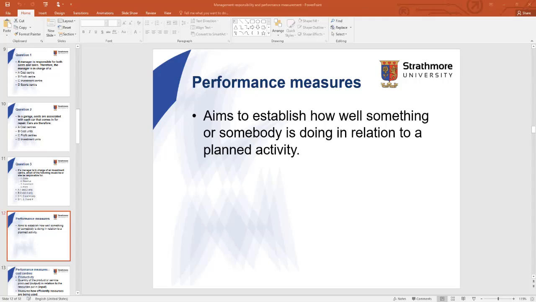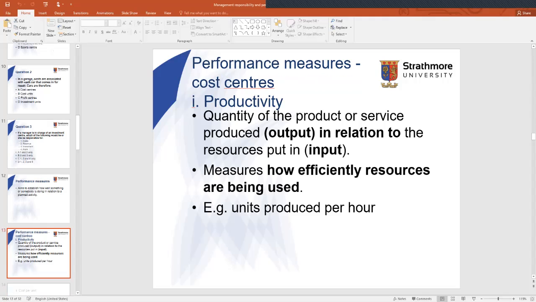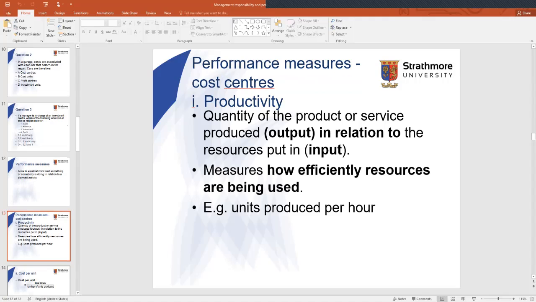So we begin with the first center, in this case the cost center. How do we evaluate how the cost center is performing? What are the different measures, the different tools, the different methods we can use to assess how the cost center is performing?